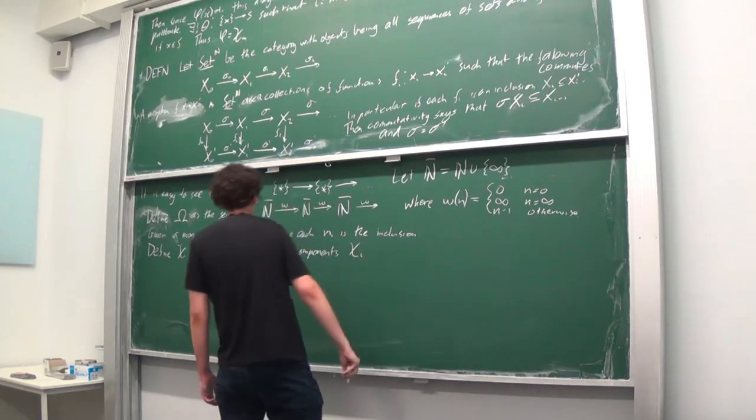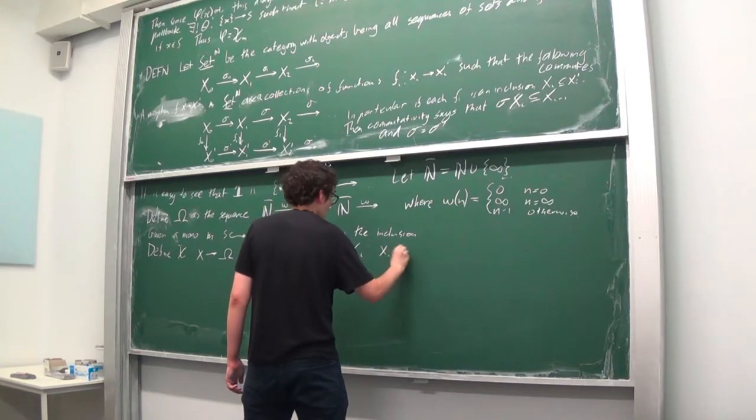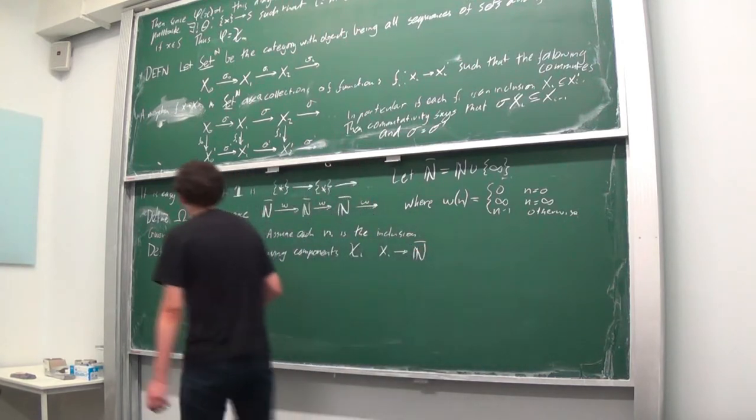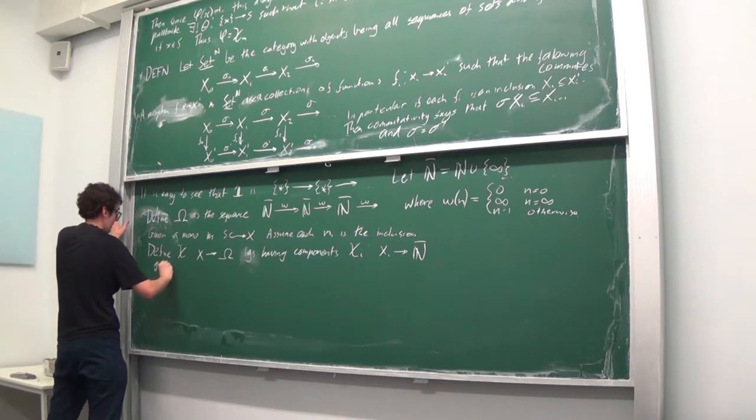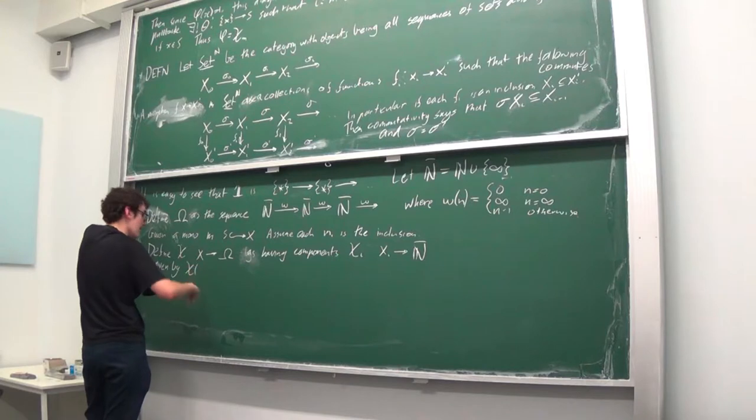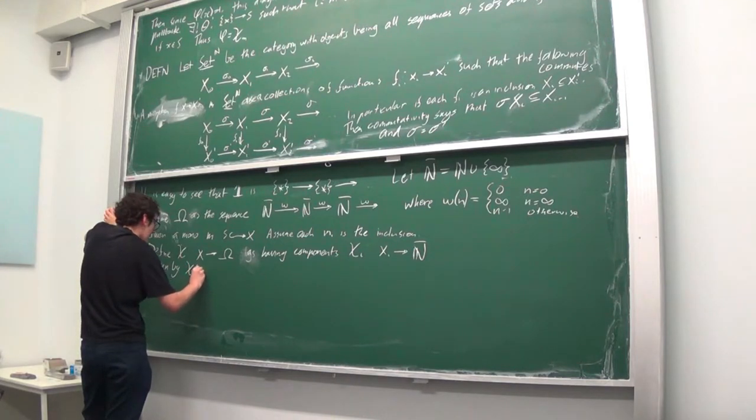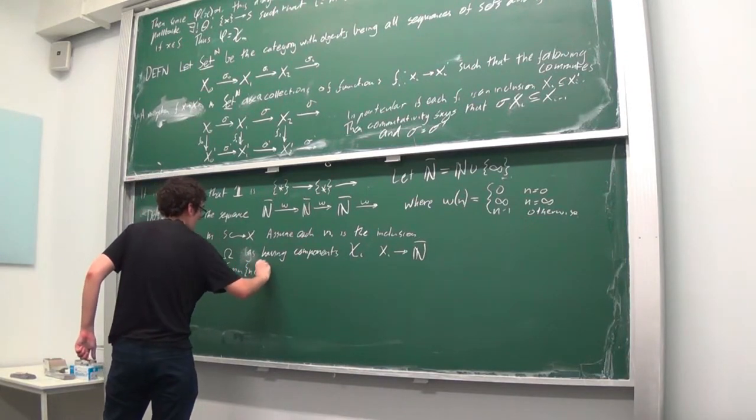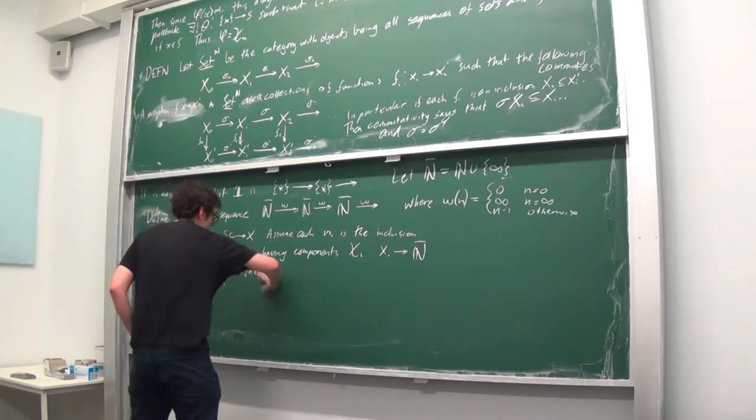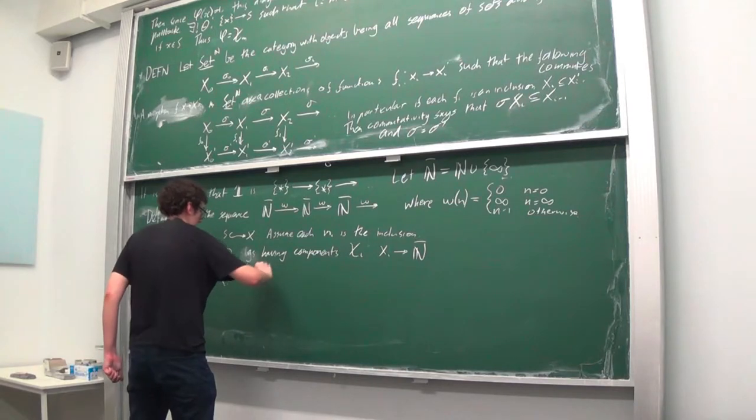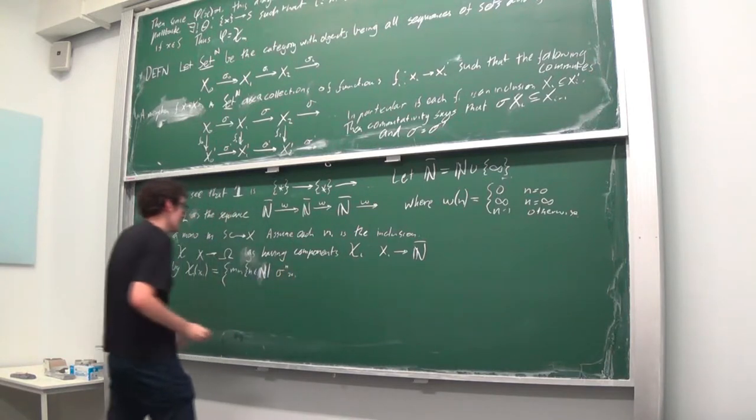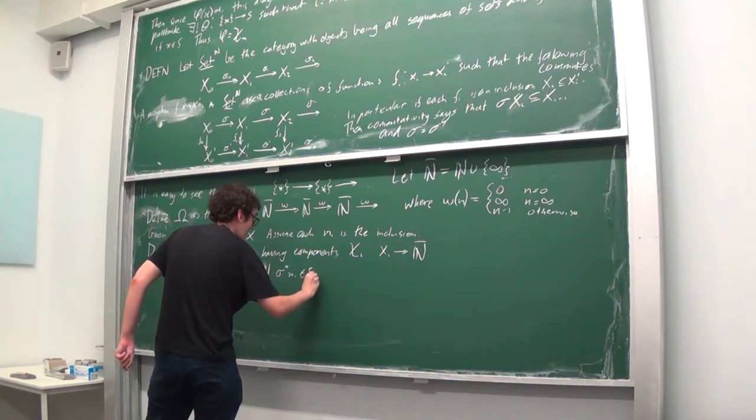Chi_i, which goes from X_i to omega_i, which is just N-bar, given by the following. So chi_i of x_i is equal to the minimum natural number n such that applying sigma to the n to x_i gives you something in S, specifically S_(i+n).